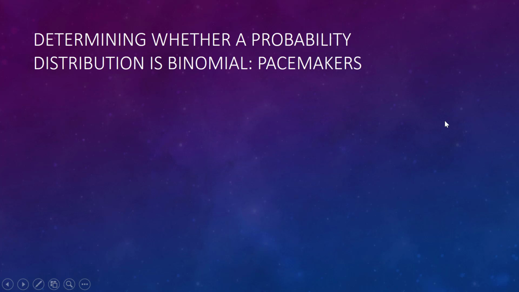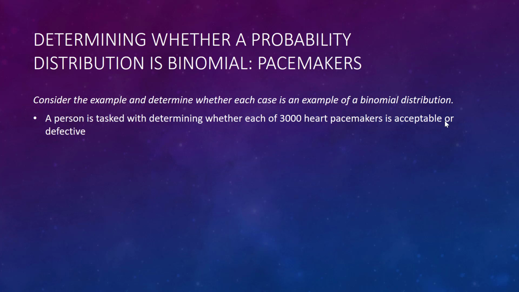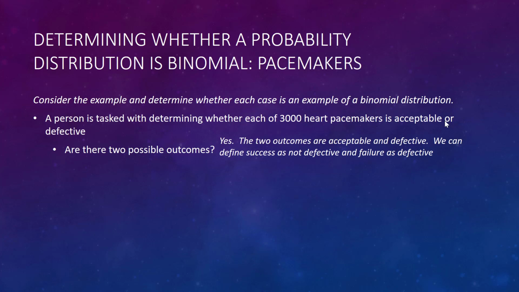Okay, let's do another example about pacemakers. A person is tasked with determining whether each of 3,000 heart pacemakers is acceptable or defective. First of all, are there 2 possible outcomes? And the answer is yes, acceptable or defective. And you could define success as the pacemakers working and failure as them not working, or vice versa.